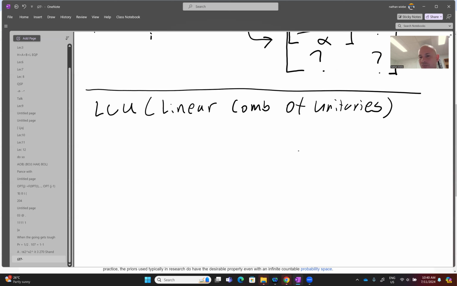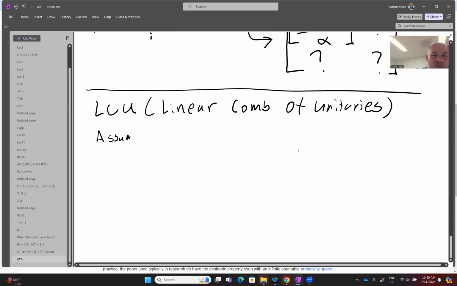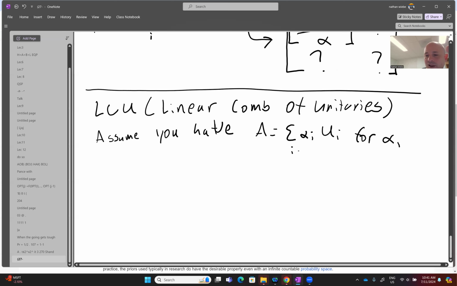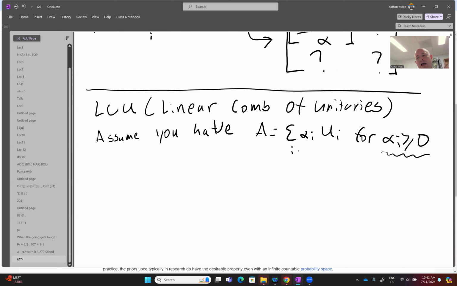But in any case, let's take a look at the formalism of linear combination of unitaries. Assume you have A, which is written as the sum over i, alpha_i U_i, for alpha_i greater than or equal to 0. Now, this assumption that alpha_i is greater than or equal to 0 technically isn't needed. You can do a slightly more complicated way of dealing with the initialization for the algorithm I'm going to be telling you about that won't require this. But just for simplicity, let's take this assumption to be true without loss of generality.